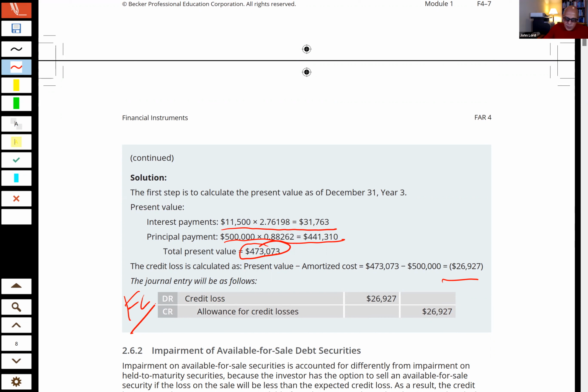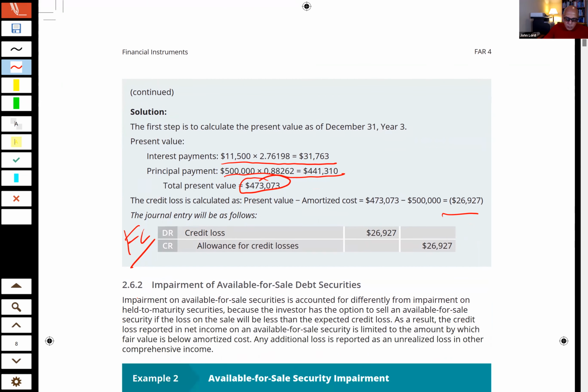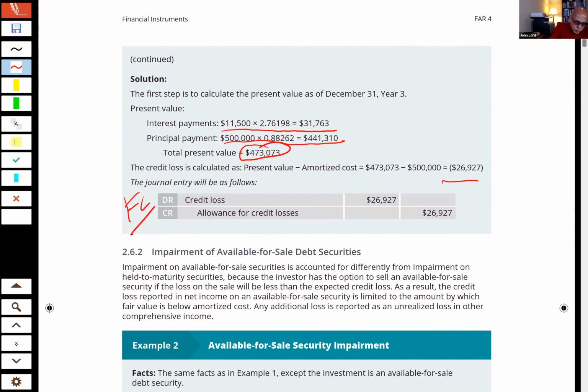Okay. Now, if it is an available for sale security, well, now it's going to be a little bit different, because now they're saying, well, if it's available for sale, you could sell it. You could sell it if it starts to drop in value. And if that's the case, do you really have to take a credit loss on the income statement for that? And it really depends on how much that drop in value is determined to be.